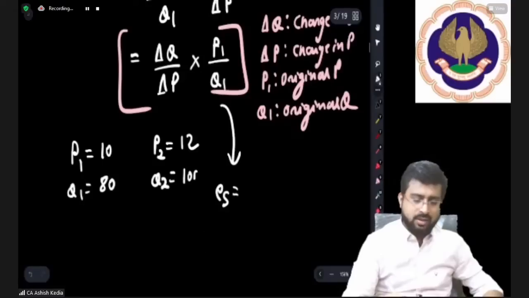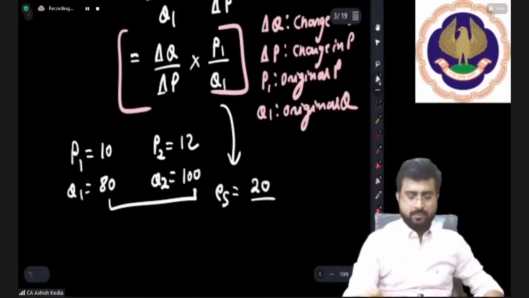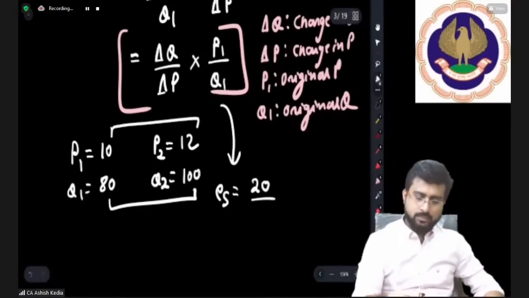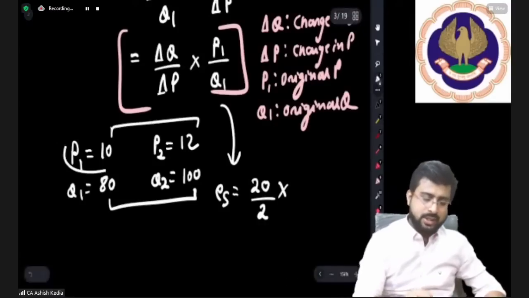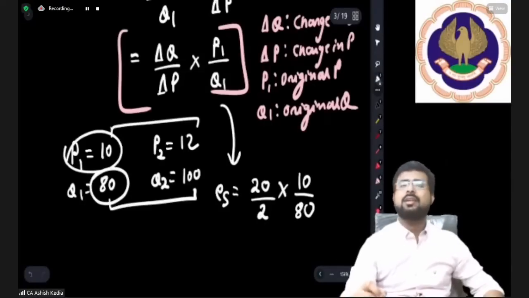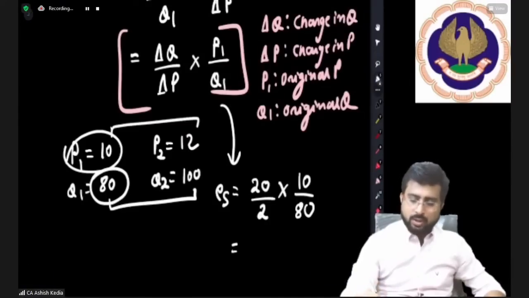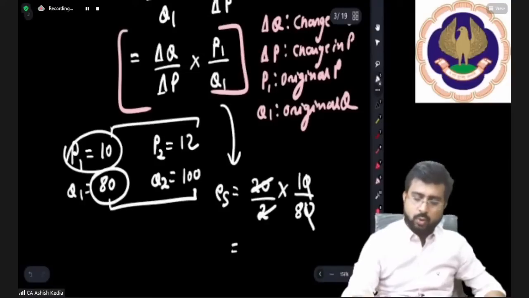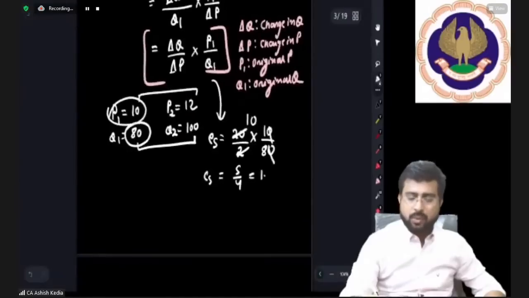So elasticity is equal to change in quantity, and the quantity has risen by 20, by change in price, and the price has risen by 2 rupees, into original price P1, that is 10, by original quantity Q1, that is 80. Now you may please do it your way. The zeros cancel, 2 tens are 20, so 10 by 8, that is 5 by 4. So the answer, it seems to me, is around 1.125.